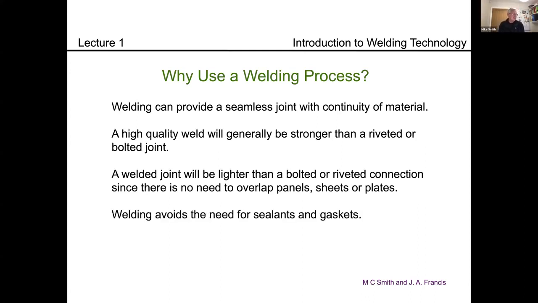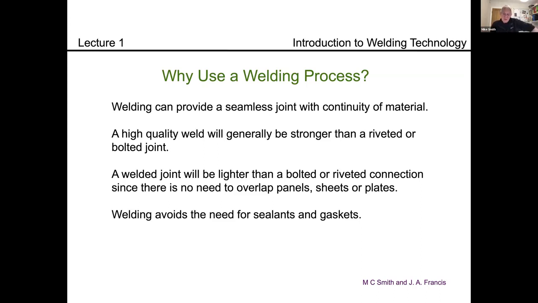It also avoids the need for sealants and gaskets. Once you've welded two plates together, you've effectively got a pressure tight joint. If you rivet plates together, you've got to deal with the fact that fluid or gas might be able to get through the interface between two plates that you riveted together.